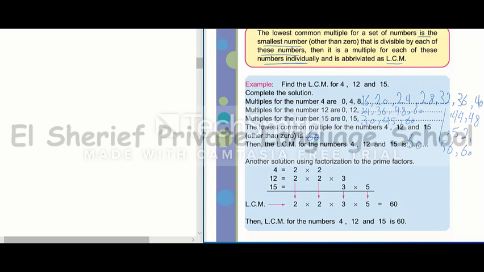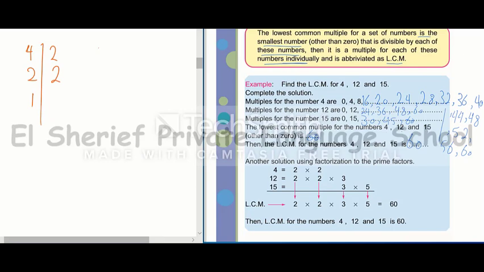Another solution, we can factorize these numbers. If we have 4, we start with the smallest prime number, 2, 3, 5, and so on. The smallest prime number is 2, and 4 is divisible by 2. So 4 divided by 2 equals 2. 2 is divisible by itself because it's a prime number. 2 divided by 2 equals 1.